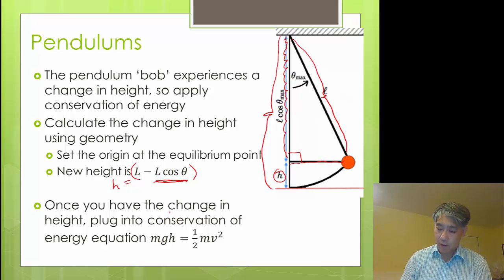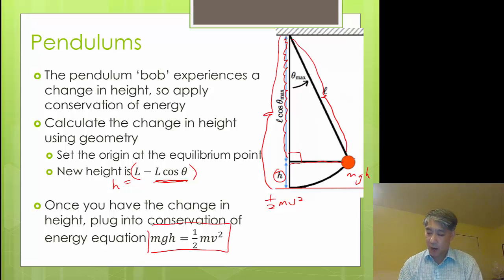Once you have the change in height, I have mgh up here, and I have 1/2 mv squared down here. I can set those two equal, assuming it's not moving at the top, which it shouldn't be, since I said that was the amplitude point, and I can now calculate the speed of my bob given the scenario.